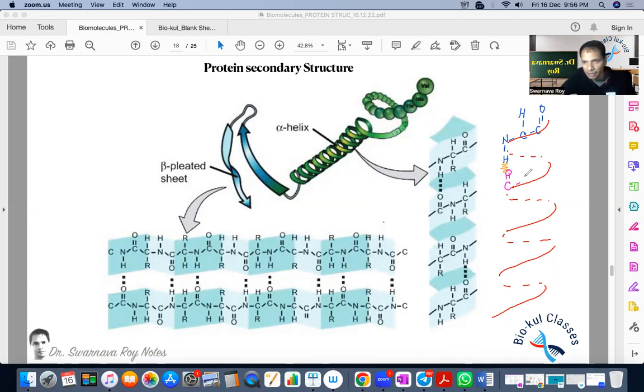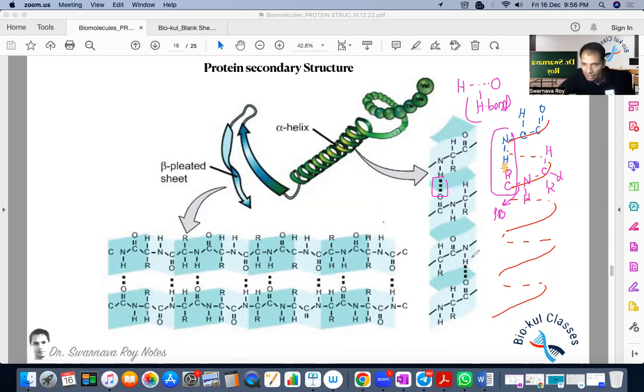So this is basically the NH, and this is the CHR. This is the alpha carbon, right? This is the NH. This is the CO. This is the peptide bond. And you see how between these two, there is a hydrogen bond present. So now you can understand that this is a hydrogen bond between the H and the O, because H is electropositive and O is electronegative. So between them, there is a hydrogen bond.